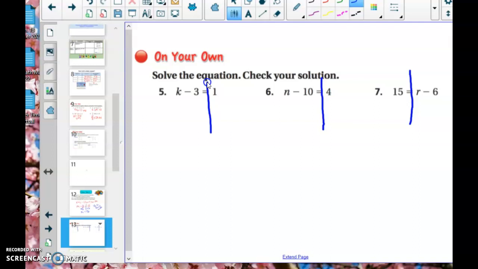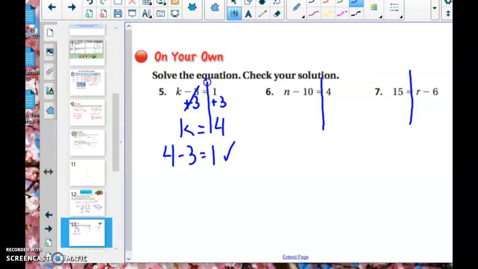So what I do is I go to the side with a letter on it and I think, well, k minus 3. The inverse of minusing 3 would be to add 3. And remember what I said about if you do it to one side, you've got to do it to the other side. Then that's going to leave me with k equaling 4. And of course I can check that. 4 minus 3 does in fact equal 1, so I know I got it right.